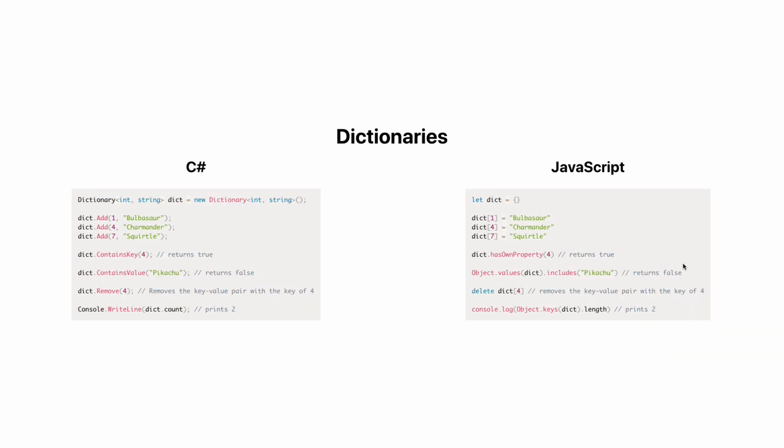Okay. So dictionaries, really quick, I think that he talked about dictionaries a whole bunch. Key value pairs, I think that's the best way to think about it. It's just a collection of key value pairs. And so you can add them in, you can check if it contains a certain key, you can check if it contains a value, remove based on a key, and you can get the count of it as well.